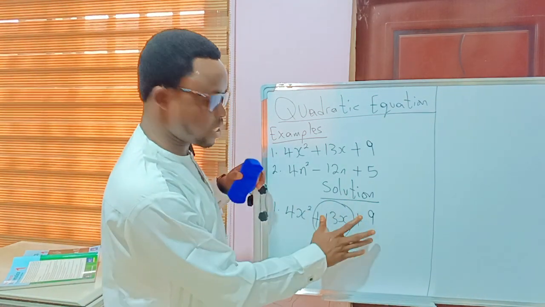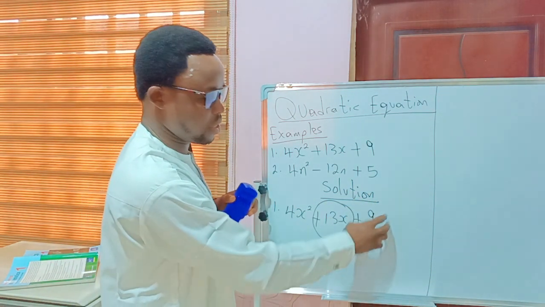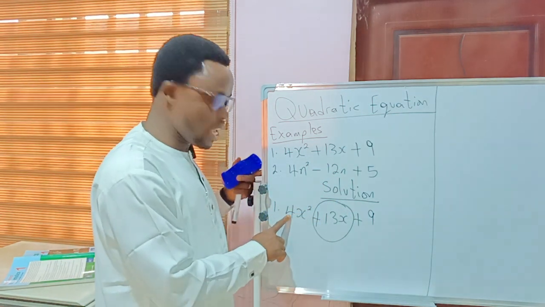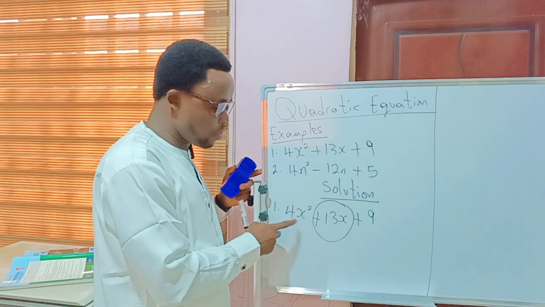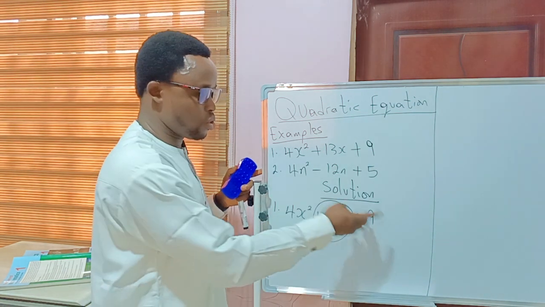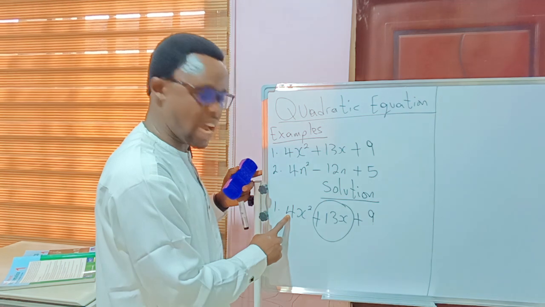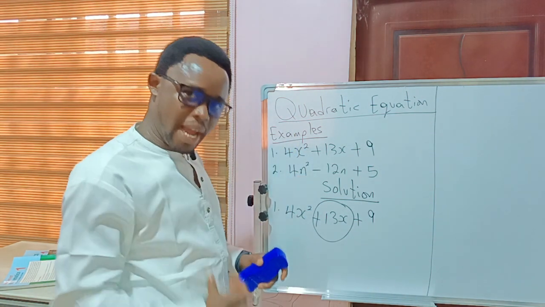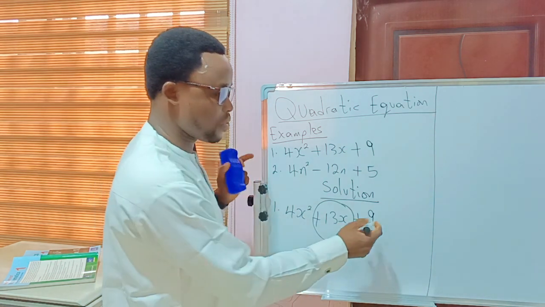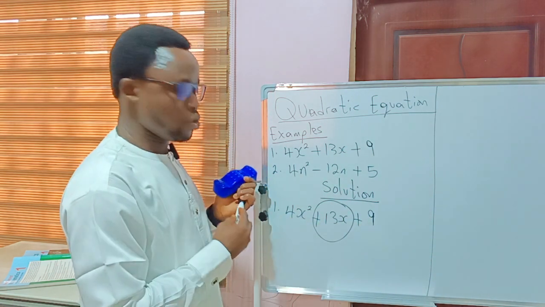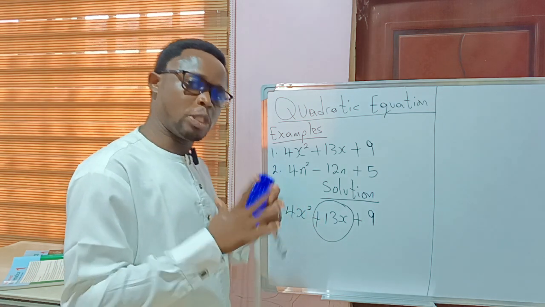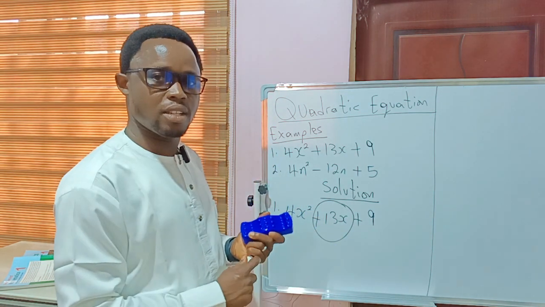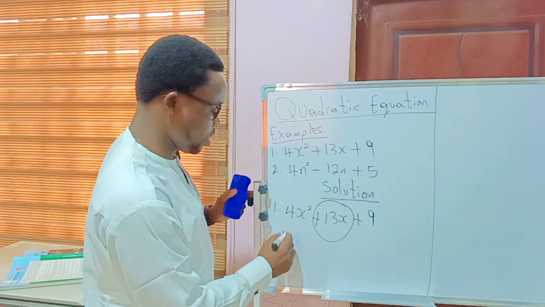So whenever you find yourself in a situation where the constant does not correspond with what you want, you multiply it with the coefficient of x squared. So now you do 4 times 9, which is 36. In your mind, you don't have plus 9 here again, what you have is plus 36. So now think of the two numbers that, when you multiply them together, give plus 36, and when you add them together, give plus 13x.